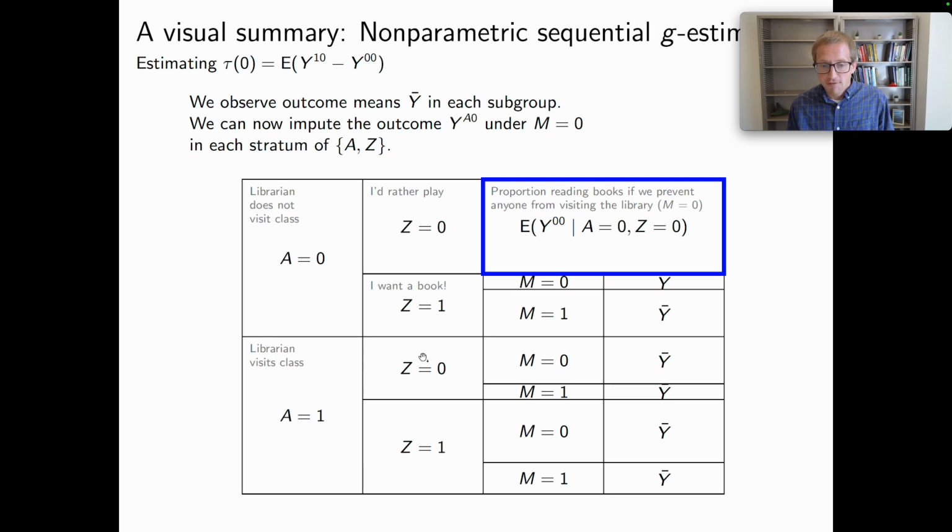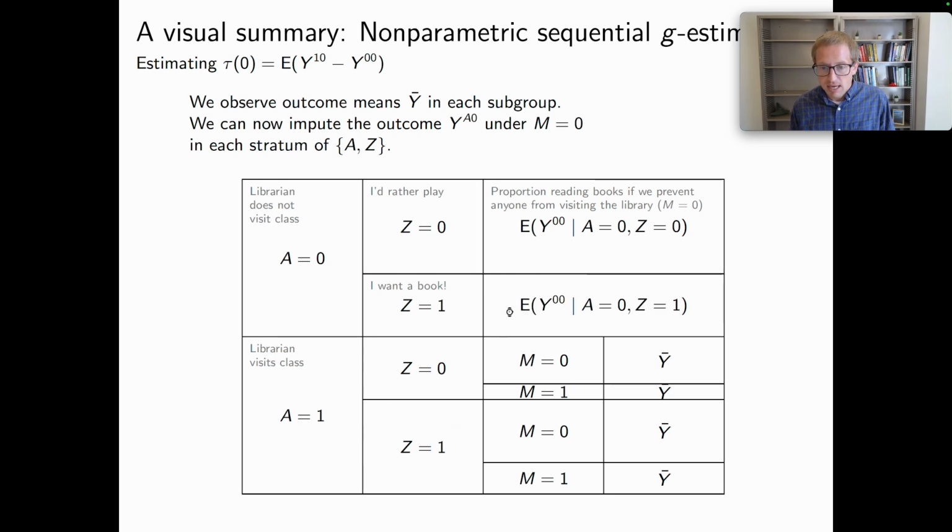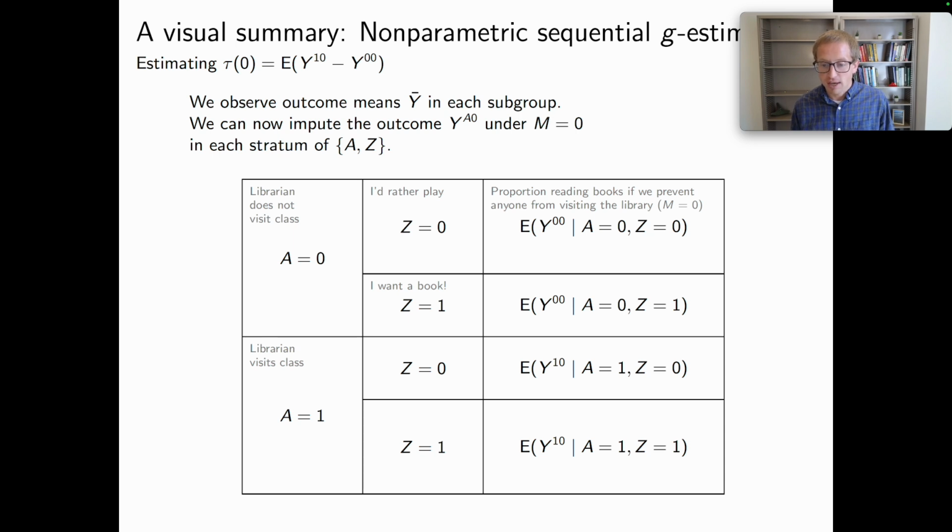We can likewise take every other subgroup defined by A and Z and make estimates of the average potential outcome in that subgroup. So to summarize just one more of these down here at the bottom, we have the expected value of the outcome if you're assigned to have the librarian visit your class and you are prevented from visiting the library. Here we have the value of that outcome among the subgroup who said that they wanted to go read a book and visit the library, and among the subgroup who said in the intermediate confounder that they would rather play.